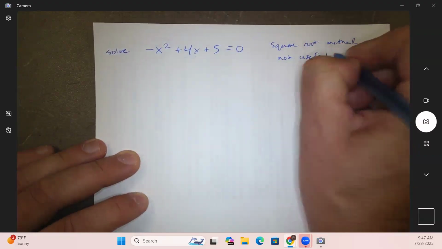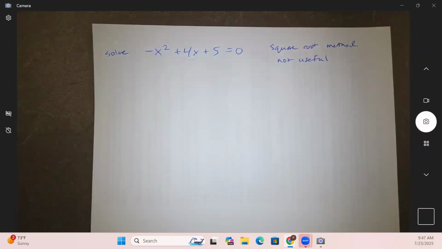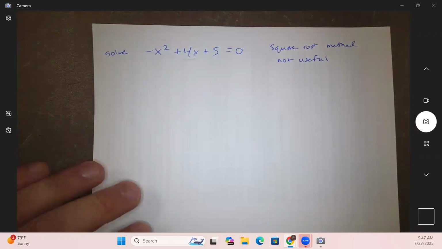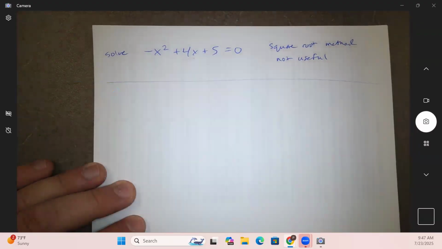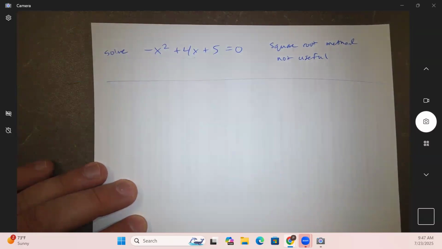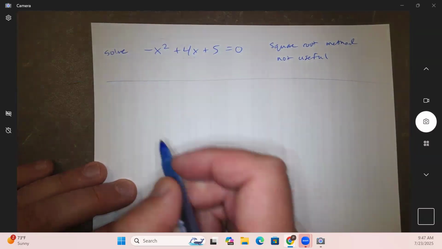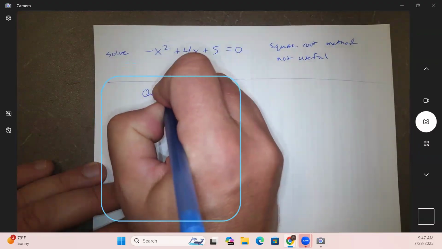So this is what I mean when I say the square root method is a tool. Sometimes a tool can be useful, sometimes it doesn't, and part of the math is deciding when it's useful. And finally, there's one other method that's done completely symbolically, which is the quadratic formula.